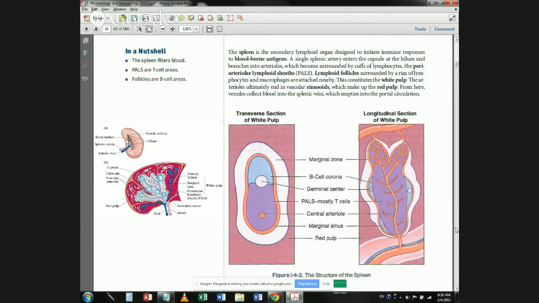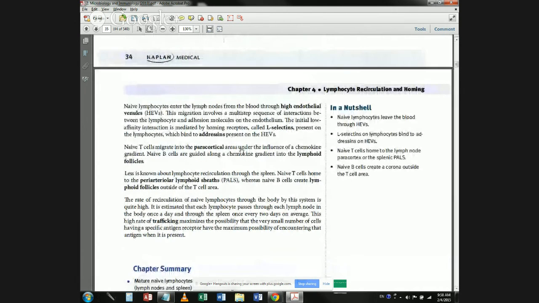Okay. Moving on to the next section, which would be about the adhesion molecules. All right. So for this, I need paper and a pencil. So you have all these naive lymphocytes, right? They enter the lymph node from the blood and through high endothelial venules. Okay, so naive lymphocytes enter the lymph nodes from the blood through high endothelial venules.